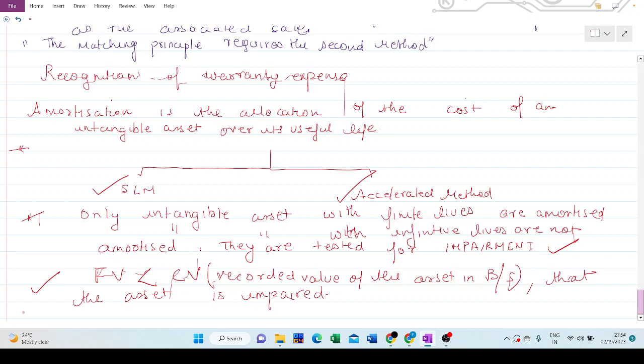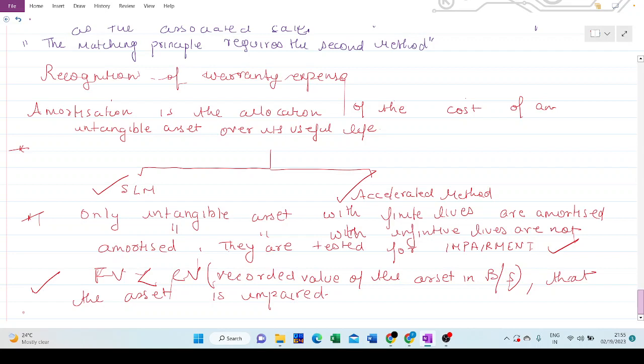So if the market value of the asset goes below the book value of the asset, we will say that the asset is impaired. And the market value of the asset can go below the book value because of a number of reasons. It may be due to technological obsolescence, it could be because of changes in economic conditions, it may be because the asset is damaged and that is why its market value has declined, right? So there may be a number of causes of impairment.